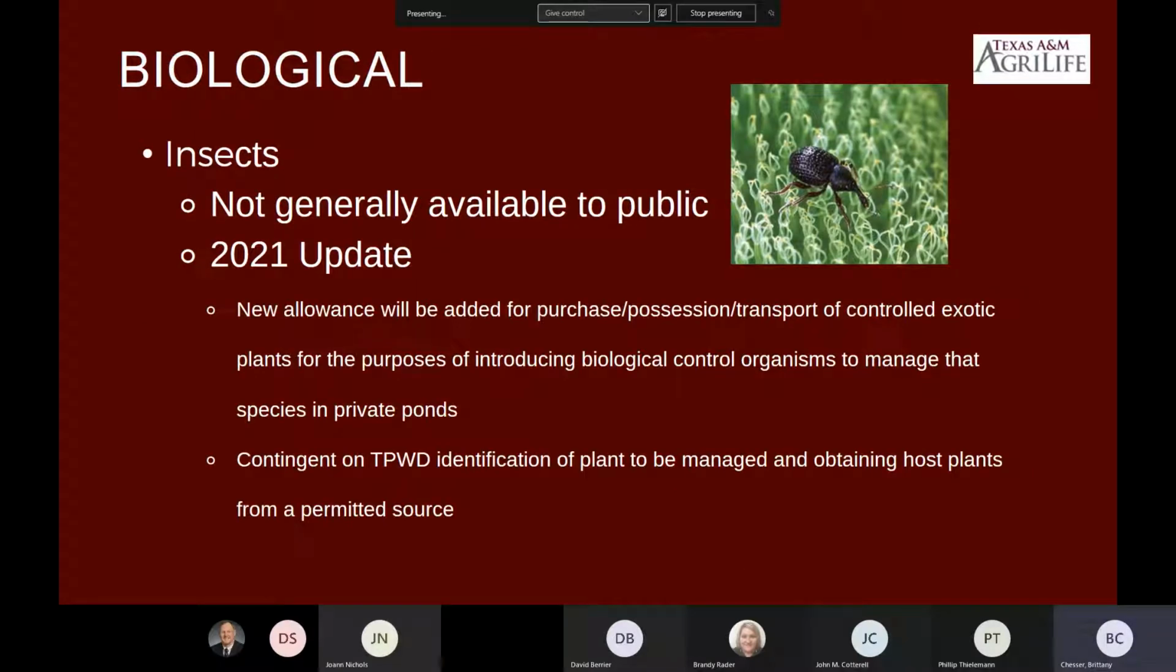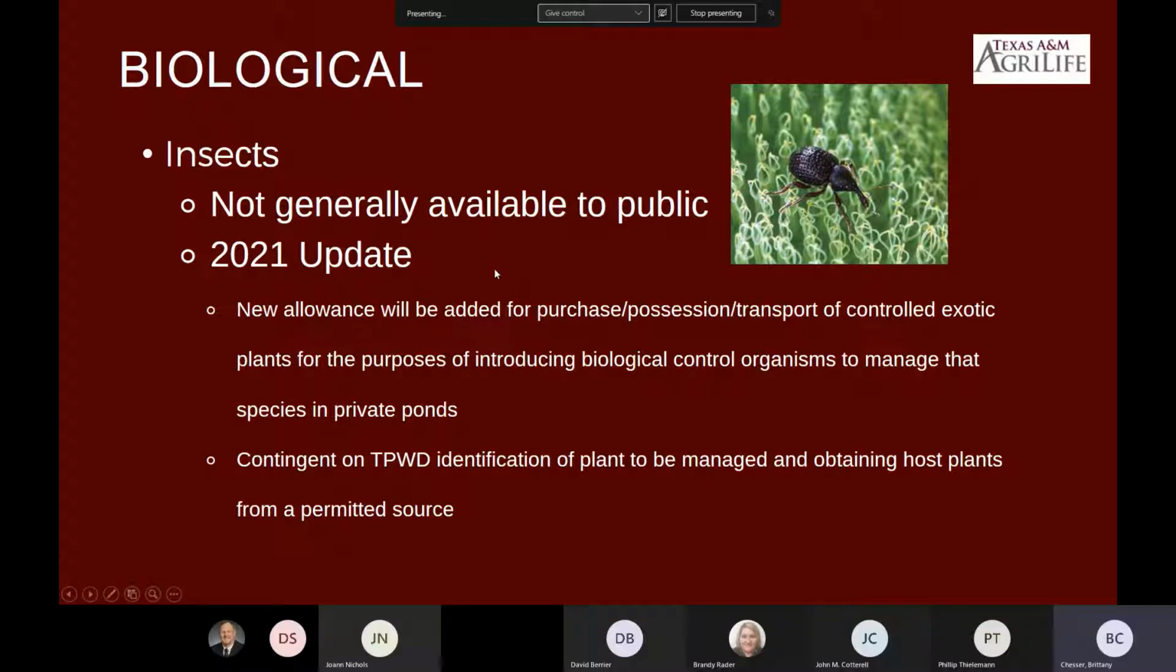So, moving on to biological control. If you've attended any of the other aquatic vegetation talks in the past couple of years, usually when we talk about biological control, we briefly mention insects. The reason we usually mention insects is because there's a lot of press and documentation on biological control insects like the giant Salvinia weevil, which you see here in this picture.